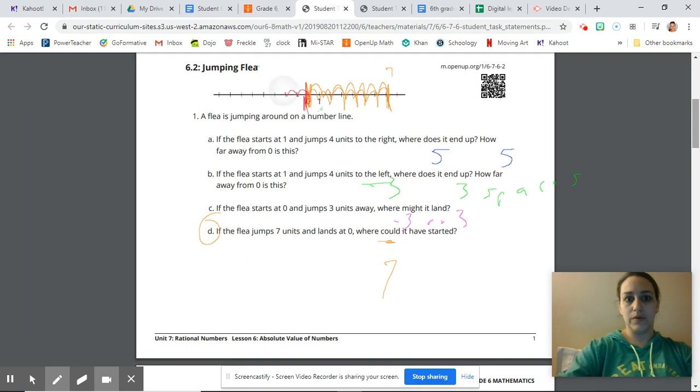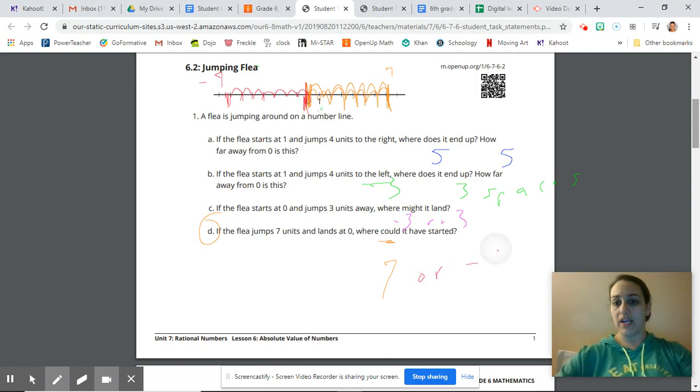1, 2, 3, 4, 5, 6, and 7. So that little flea could have started 7 spaces away, but in that opposite direction, meaning that it would have started at a negative number, a -7. So it could have started at +7, or it could have started at -7. Either way, its distance from 0, or to 0 in this case, because it says it needs to land there, it needs to go there. Either way, that distance that it's hopping is going to be the same.